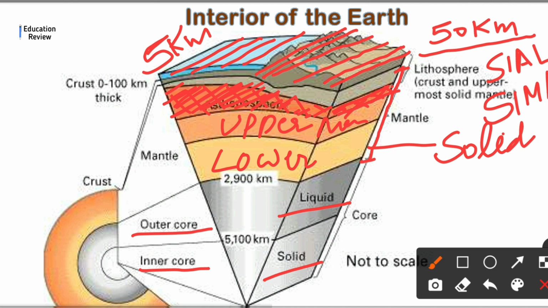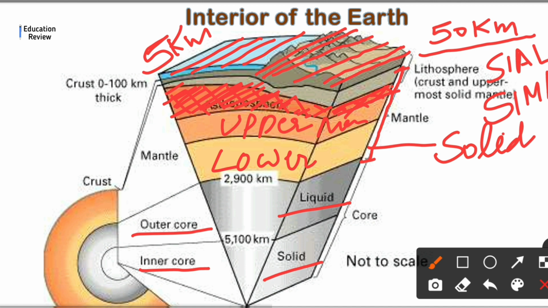That's why the continental crust is less dense than oceanic crust. Hence, in oceanic crust, particles are denser. That's why the thickness of the oceanic crust is less.